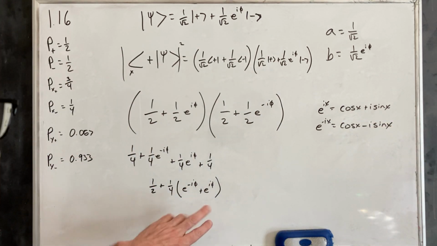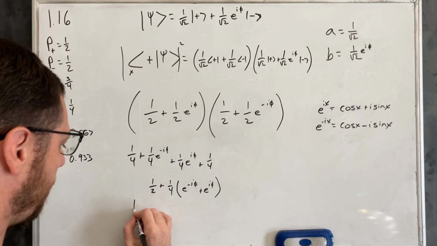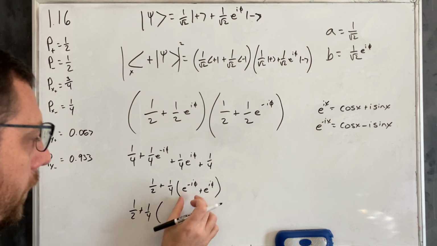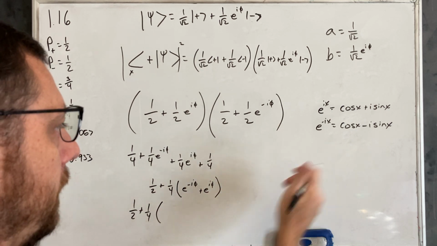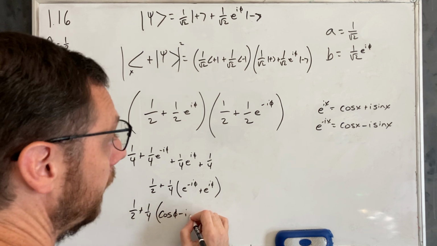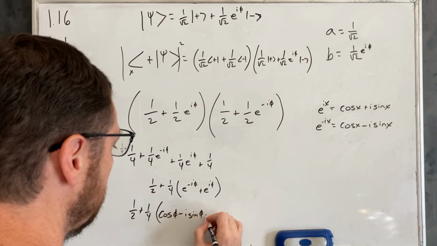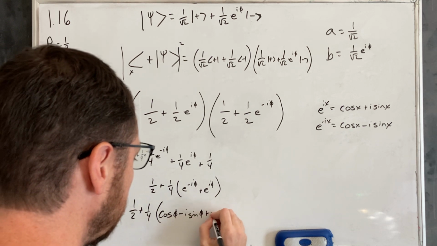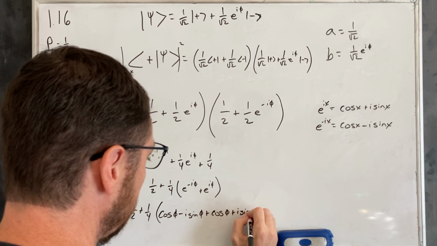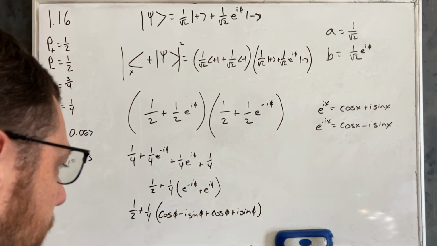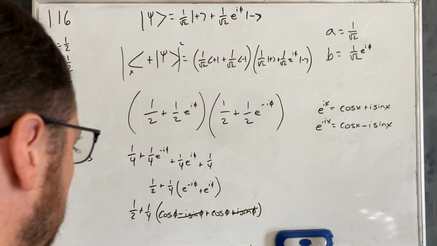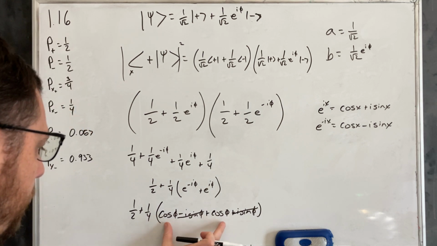All right, so then we can replace these here. So keep our 1/2 plus 1/4. And then e to the negative i phi is going to be cosine phi minus i sine phi. Okay, and then this one here plus cosine phi plus i sine phi. Well, that's helpful because now we can cancel out our imaginary terms here, negative i sine phi and positive i sine phi there. And now we're left with 2 cosine phi's.